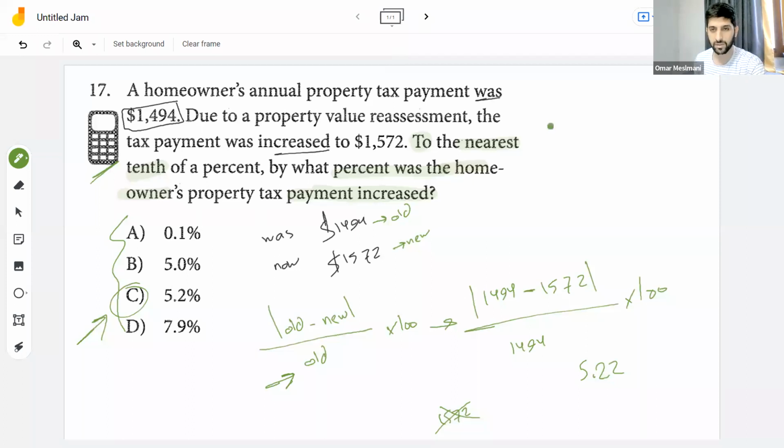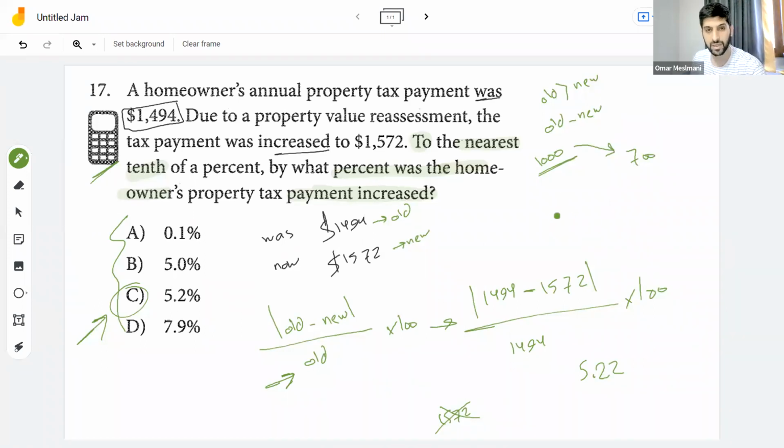Listen, Yahya, you use old minus new when the value of the old is greater than the value of the new. What do I mean by this? For example, if you have 1,000 and it went down to 700, this is when you use old minus new.